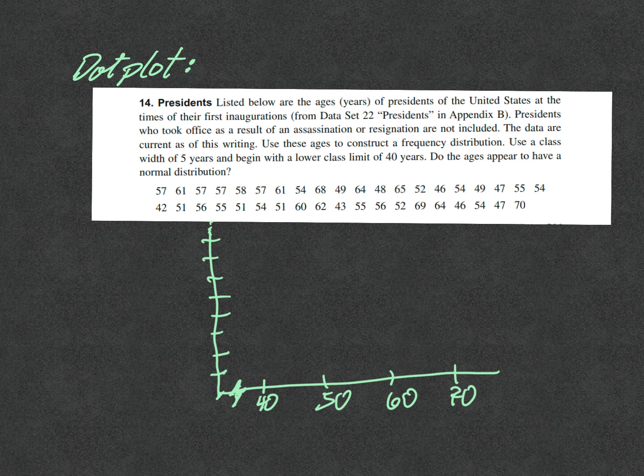And now what I would do to make this dot plot is I would essentially make a dot, and in my case, I don't make a dot, I usually make an X. And so I would go 57, that's 1, 61, there's 1, 57 again, so now I go up to 2, 57 again, up to 3, 58, 57, 61, 54, etc. And what I would end up with is essentially sort of a histogram with a class width of 1, or a bar graph if you wish, and I can just read the data and place it on my chart.